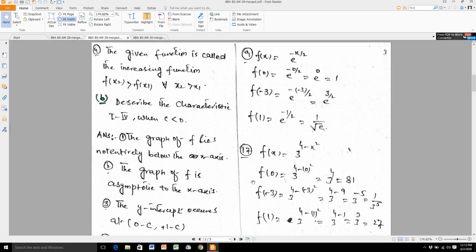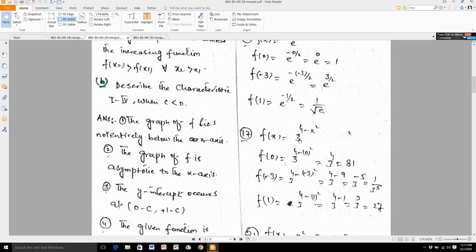Similarly, question number 17: f of x is equal to 3 raised to the power 4 minus x square. First I substitute the value x equal to 0, then minus 3, and then 1. And you see that their respective values are given as shown in the question.